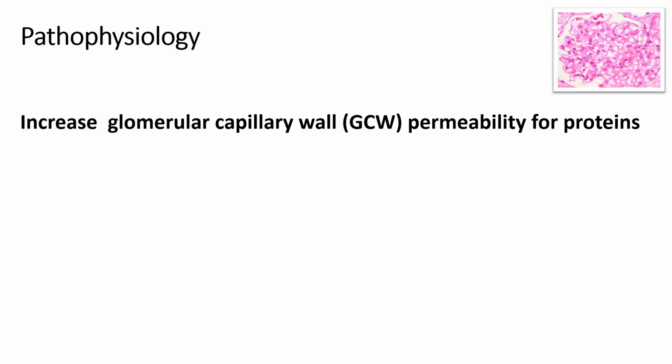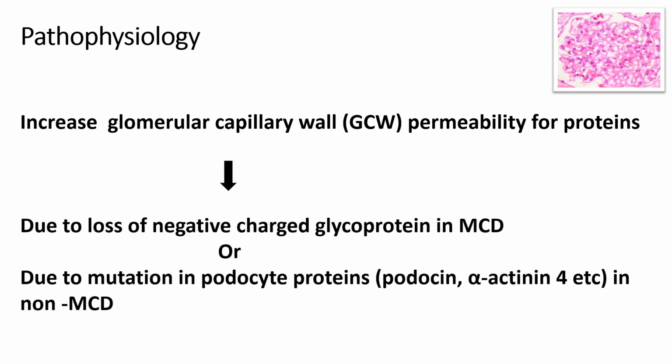Now the pathophysiology of the nephrotic syndrome. It is due to increased glomerular capillary wall permeability for the protein, and in minimal change disease it is because of the damage of the podocyte. Due to the loss of negatively charged glycoprotein in MCD, minimal change disease, or it can be due to the mutation in podocyte protein, example podocin or alpha-actinin 4 in the FSGS. In non-minimal change disease, example mesangial proliferation or focal segmental glomerulosclerosis. This can lead to the heavy proteinuria.